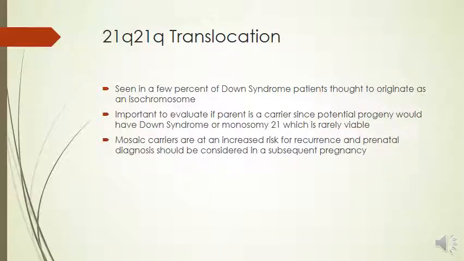If we look at the 21q21q translocation, this is seen in a few percent of Down syndrome patients. It's thought to originate as an isochromosome. It's important to evaluate if a parent is a carrier, since potential progeny would have Down syndrome or monosomy 21, which is rarely viable. Mosaic carriers are at an increased risk for recurrence, and prenatal diagnosis should be considered in a subsequent pregnancy.